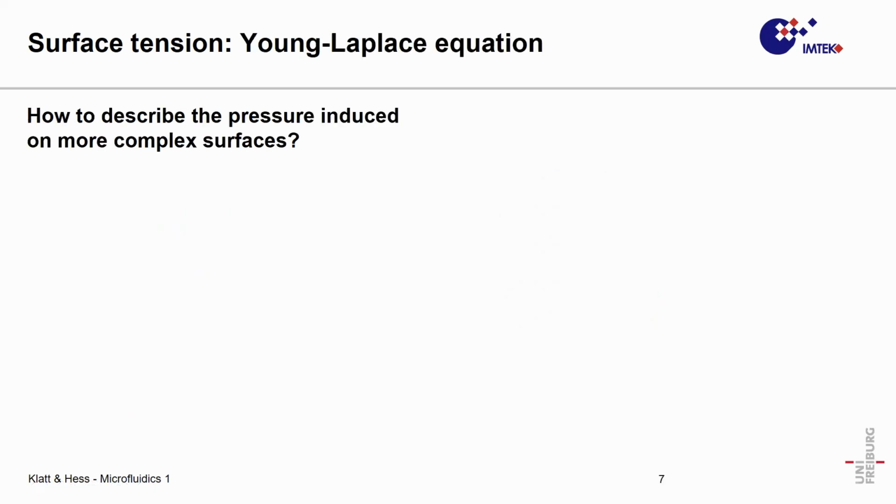So now we know the origin of surface effects, and we know about the typical shapes of gas-liquid interfaces. What we don't know yet is the pressure that exists because of the imbalance at the interface. And this pressure can be described by the Young-Laplace equation. So on the left-hand side, you have the pressure difference. On the right-hand side, you have the surface tension times kappa, which is the curvature of your interface.